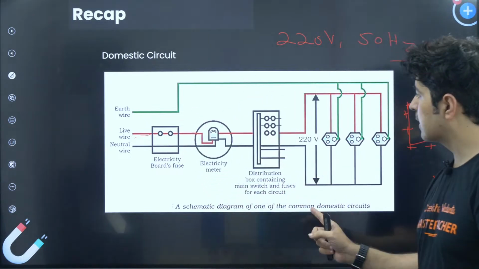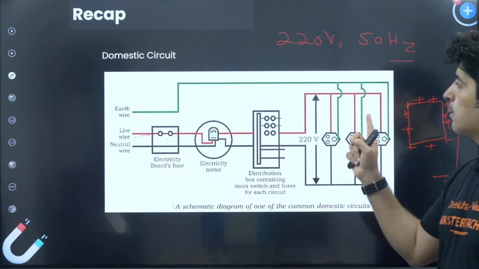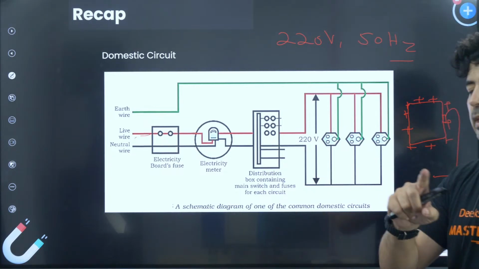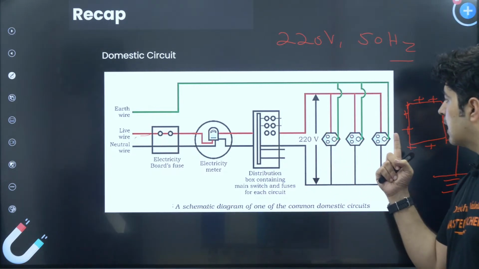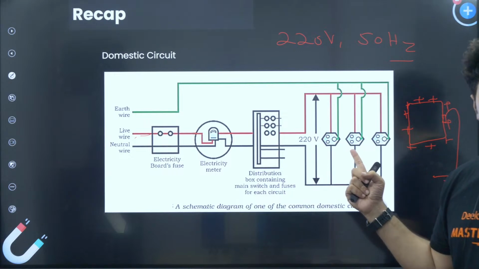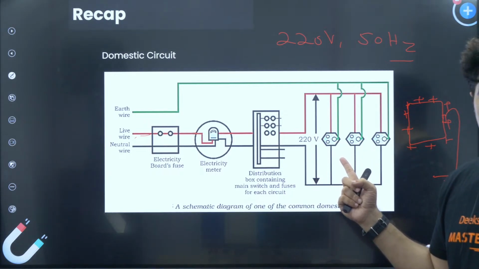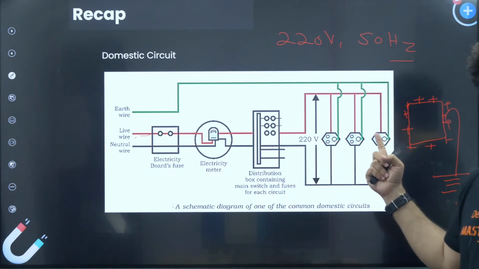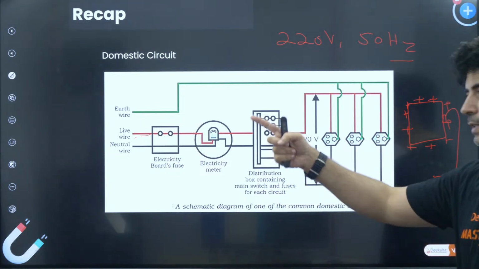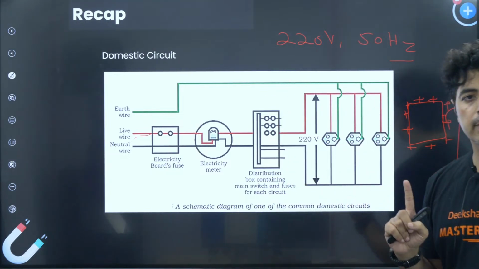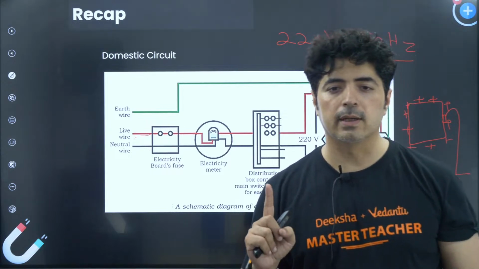So these three things are there. You need to understand this. You need to plot this. One more thing, guys: all the appliances are in parallel over here. Okay, in parallel, so this thing is also important. Once you plot the diagram, this is your domestic circuit. I hope it is absolutely clear.